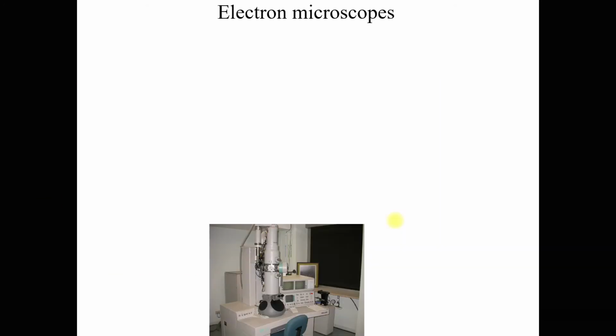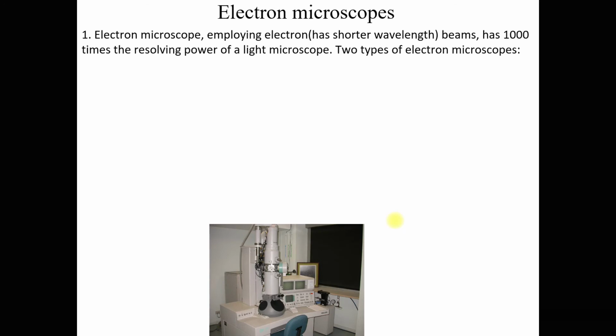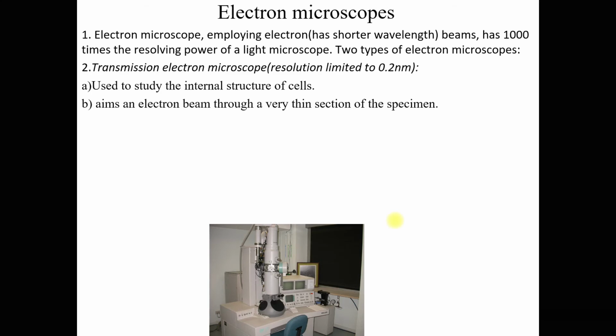Alright, electron microscopes. An electron microscope uses electron beams, which have 1,000 times the resolving power of a light microscope. I mean to say, an electron microscope can magnify way better in terms of resolution and magnification compared with the light microscope. There are two types of electron microscope. Let's go to the first one first, which is in this diagram here.